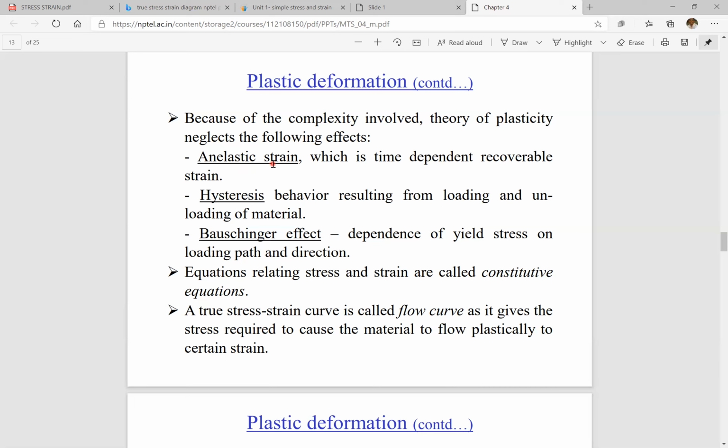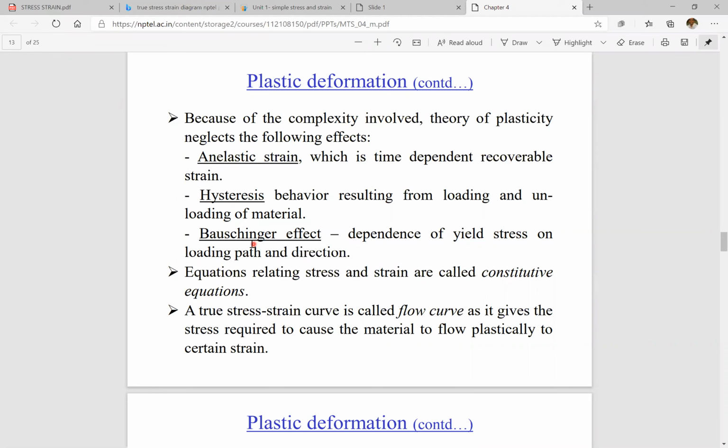We are not considering the unelastic strain, which is time dependent recoverable strain. It is a time dependent and recoverable strain. There is no recoverable strain in plastic deformation, so we are not going to consider this unelastic strain. Then hysteresis behavior. Hysteresis behavior means resulting from loading and unloading of material. We are not considering the hysteresis behavior also.